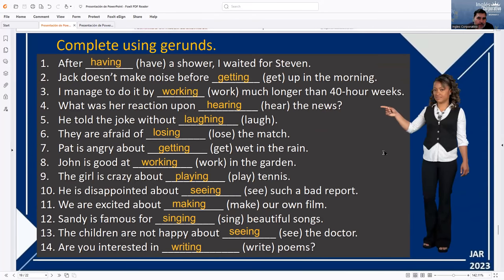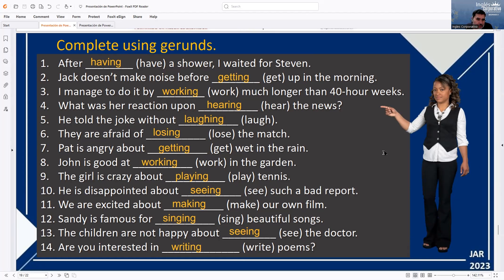After having a shower, I waited for Stephen. Jack doesn't make noise before getting up in the morning. I managed to do it by working much longer than 40-hour weeks. What was her reaction upon hearing the news? He told the joke without laughing. They are afraid of losing the match. Pat is angry about getting wet in the rain.